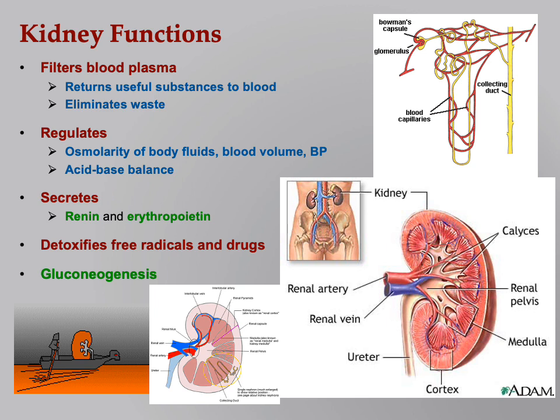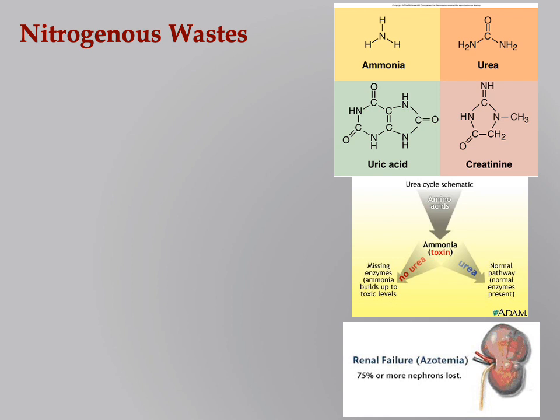And gluconeogenesis, remember, we talked about this before, this is making new glucose. This is making glucose not from carbs. If you ever say that, I'll hunt you down and kill you. It's making glucose from amino acids and from fats, from non-carbs, deamination, and then all that stuff.